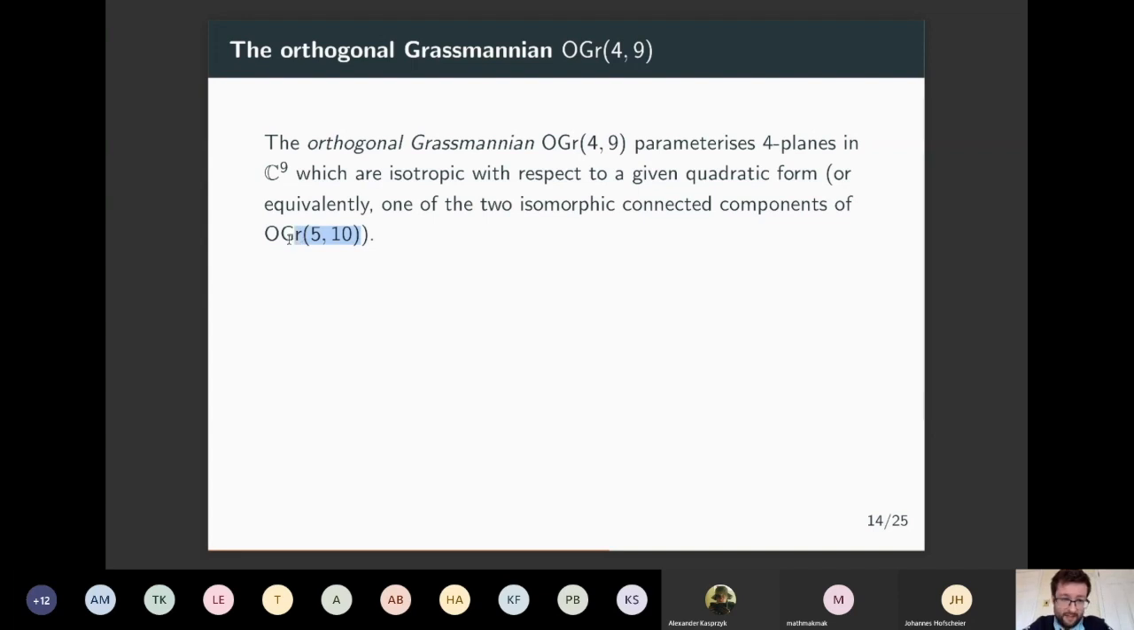So OGr 510, first of all, what's the orthogonal Grassmannian? The orthogonal Grassmannian parameterizes planes of a certain dimension inside a space of larger dimension, and these planes have to be isotropic with respect to a given quadratic form. And if the smaller number is half the dimension, as for example in the case 510, this variety actually has 2 connected components, and those 2 connected components are isomorphic, and they're isomorphic to what you get if you subtract 1 from both those numbers. So OGr 510 is actually isomorphic to the orthogonal Grassmannian OGr 49, and I only switched to using OGr 49 because the explanation in terms of the combinatorics is slightly nicer from what I'm going to tell you.